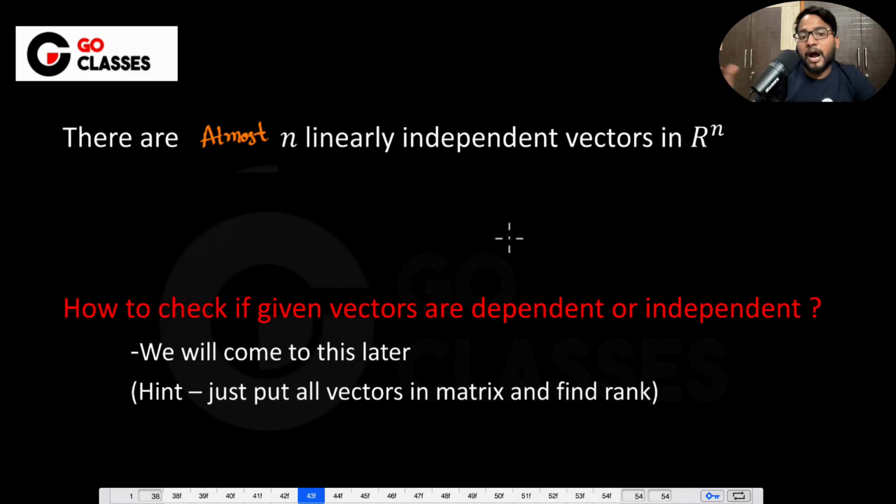And how to check if vectors are dependent or independent? We will come to this later. Hint: just put all the vectors in a matrix and find the rank. That we will do later. So this part is coming later. But for now, let me just conclude what we have studied. So this is the summary or the conclusion, I can say.